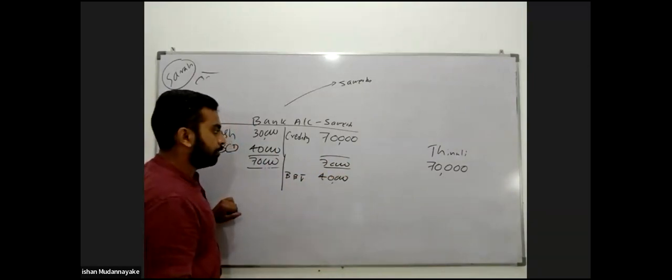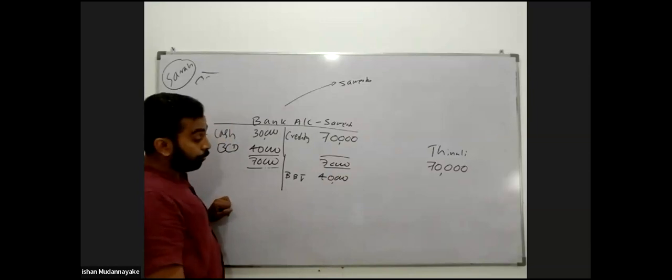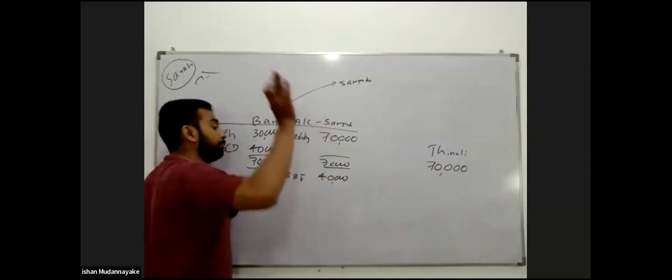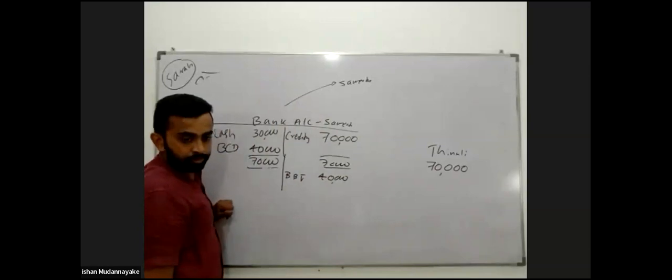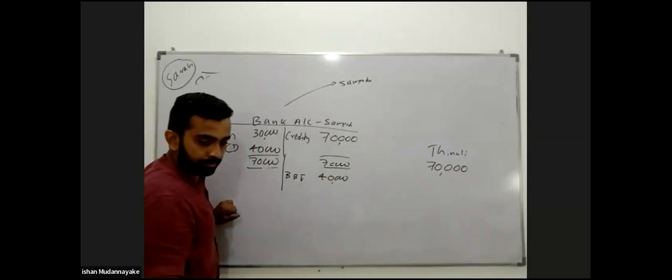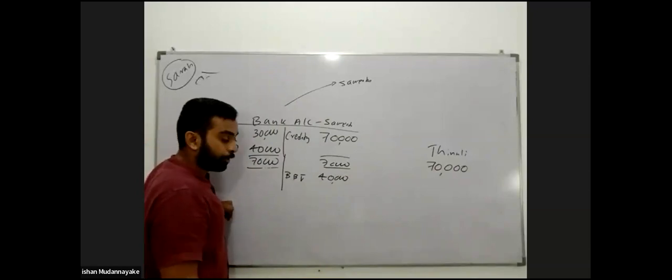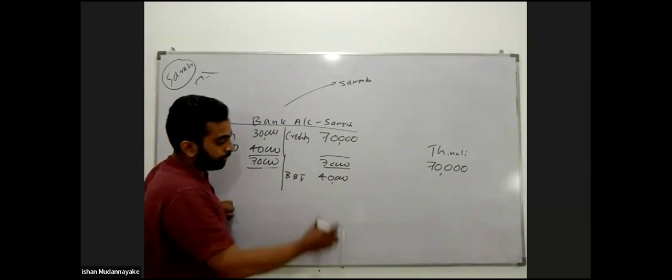Now, the balance in the bank is a 40,000 credit balance. Is this 40,000 an asset, liability, equity, income or expense? How do we recognize this 40,000?